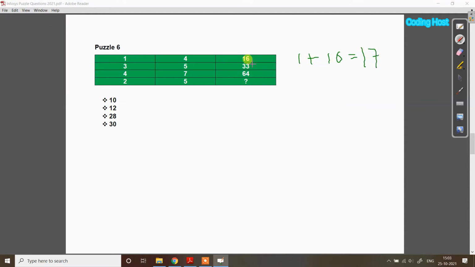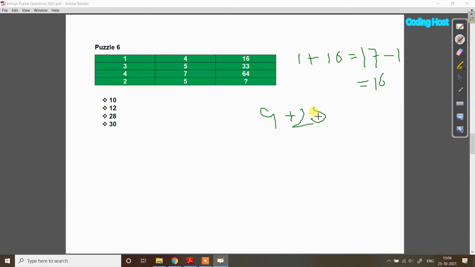But here we are getting 16. So let's try to minus 1. So suppose we take minus 1 here. So 17 minus 1 is equal to 16. So we will use this minus 1 for every row. Now here, 3 square is 9, and 5 square is 25.